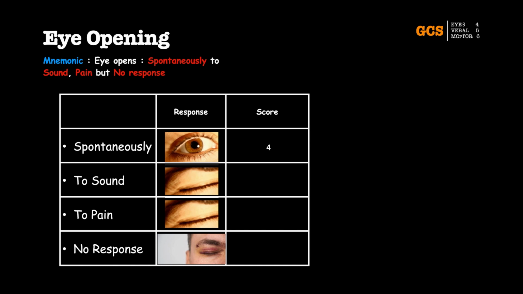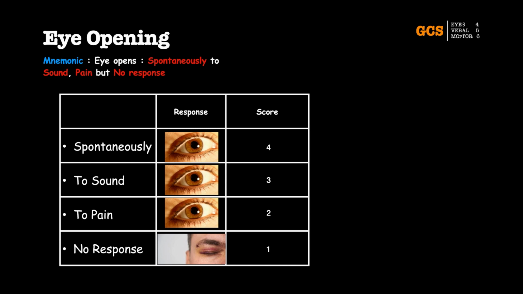If the patient opens the eye only when you make a verbal stimulus, only when you talk to the patient, only when you give a command to the patient, for instance, can you please open your eyes, then the patient opens the eyes, you score the patient 3. Now, if the patient only opens the eye to pain, when you apply a painful stimulus to part of the body, but not to the face, then you score the patient 2. However, if the patient does not open the eye to any stimulus at all, you score the patient 1.